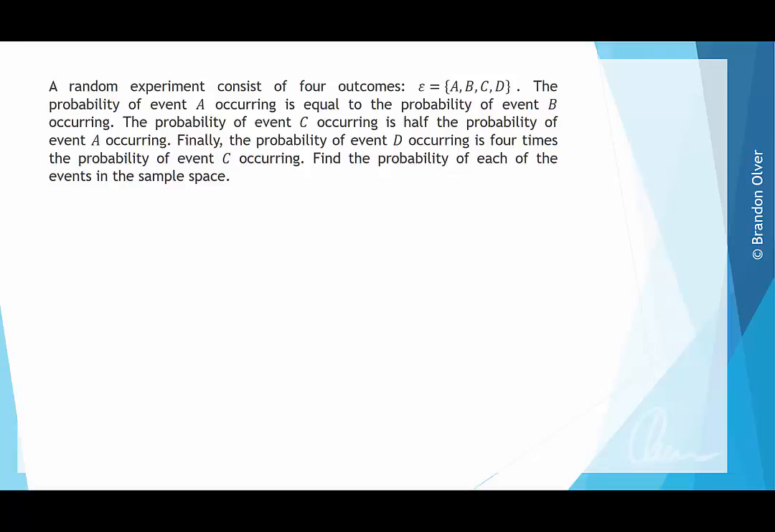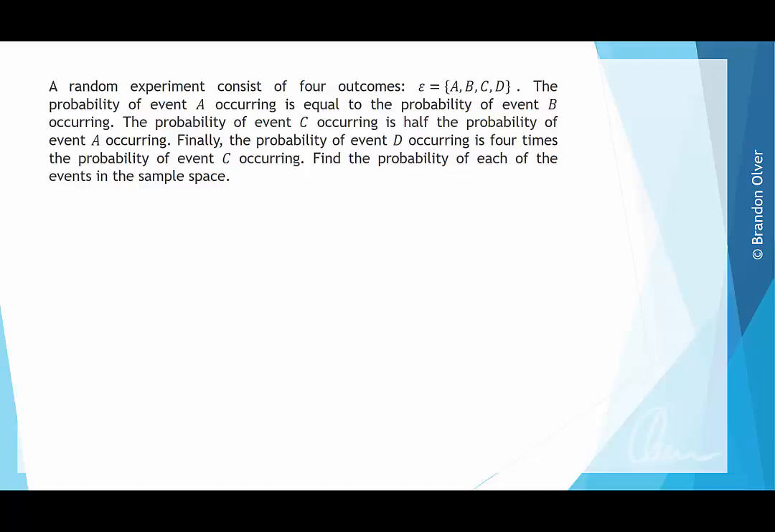A random experiment consists of 4 outcomes, so in the sample space there is A, B, C and D. The probability of event A occurring is equal to the probability of event B occurring. The probability of event C occurring is half the probability of event A occurring, and finally the probability of event D occurring is 4 times the probability of event C occurring, and we are asked to find the probability of each of the events in the sample space.